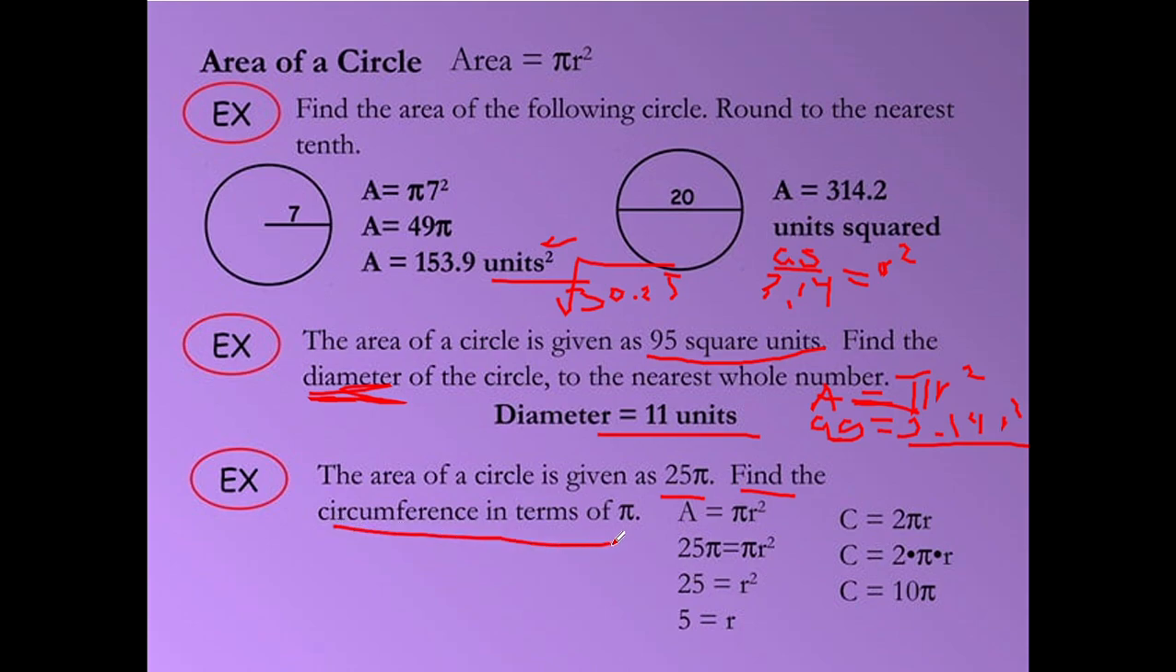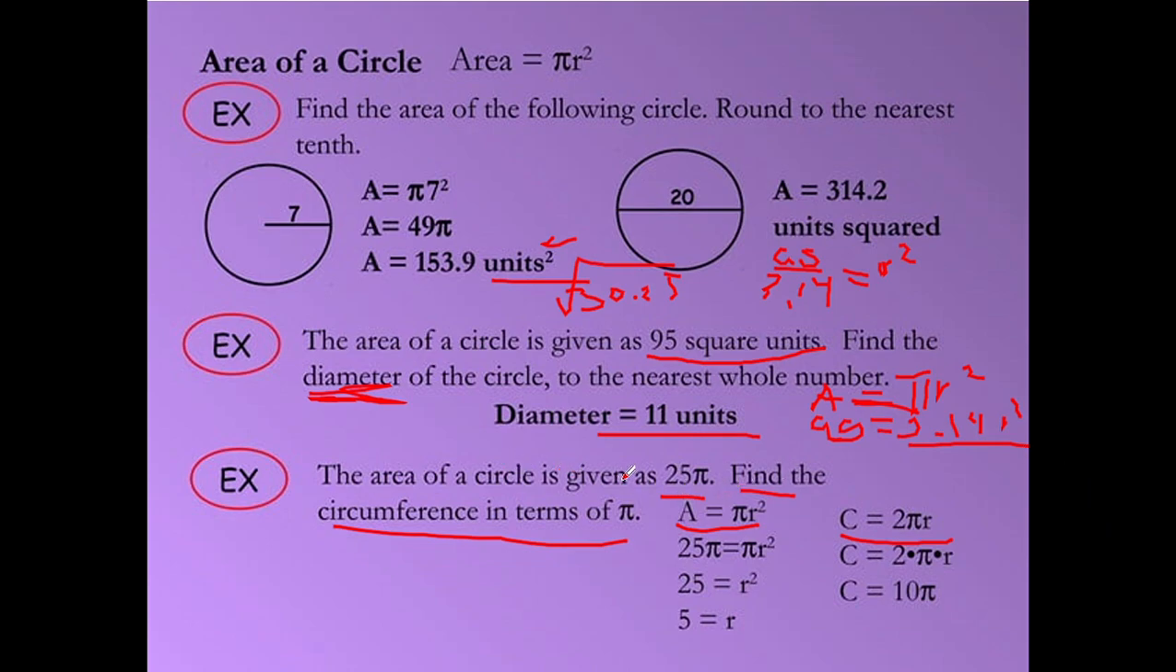Now, for the next example, the area of a circle is given as 25 pi. Find the circumference in terms of pi. The area of the circle is 25 pi. Now, what we are looking for is the circumference in terms of pi. Take note that the formula for area is A is equal to pi r squared. And for circumference, the formula is C is equal to 2 pi r. Do not forget that the formula we will use for circumference is C is equal to 2 pi r.